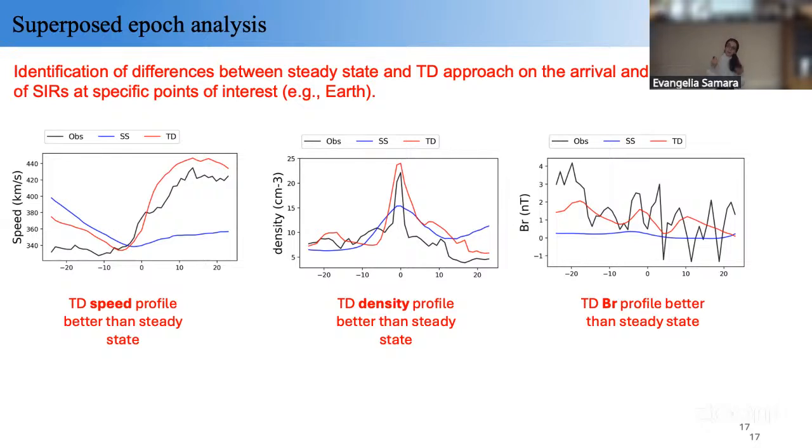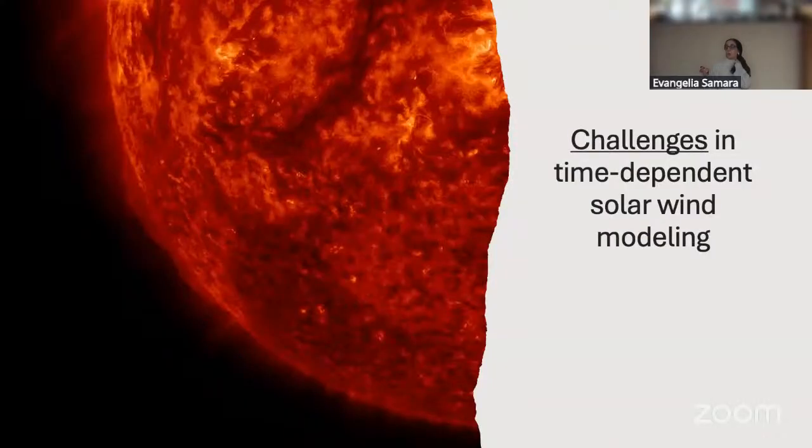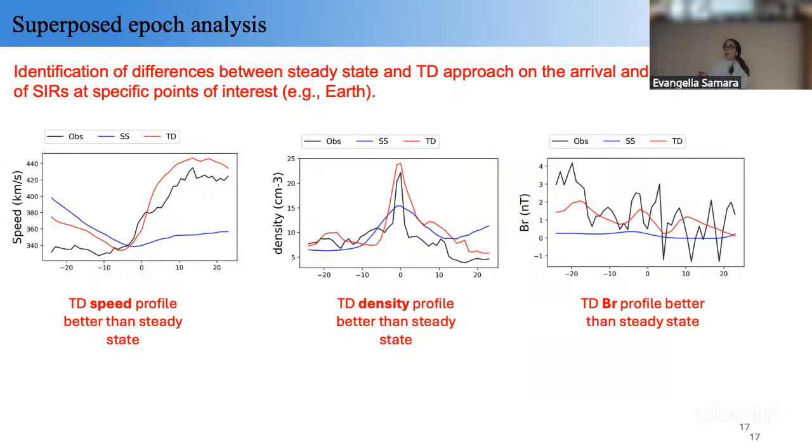And I hope, again, that you agree with me that in the time-dependent approach, the profile is very close to what is observed, compared to the steady state, which is this blue line. The same for the density, and the same for the BR, which is, again, still not perfect, but much closer to observations compared to the straight blue line that we were getting from the steady state simulations.